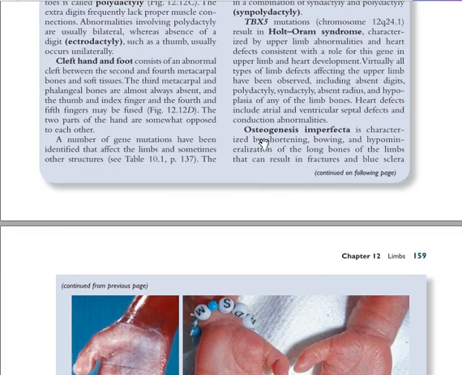Now another disease is osteogenesis imperfecta. It is a genetic disease where you have an in utero lack of mineralization of bone. So it's a genetic disease of bones where you have in utero lack of mineralization of bone, and you have excessive osteoid formation.